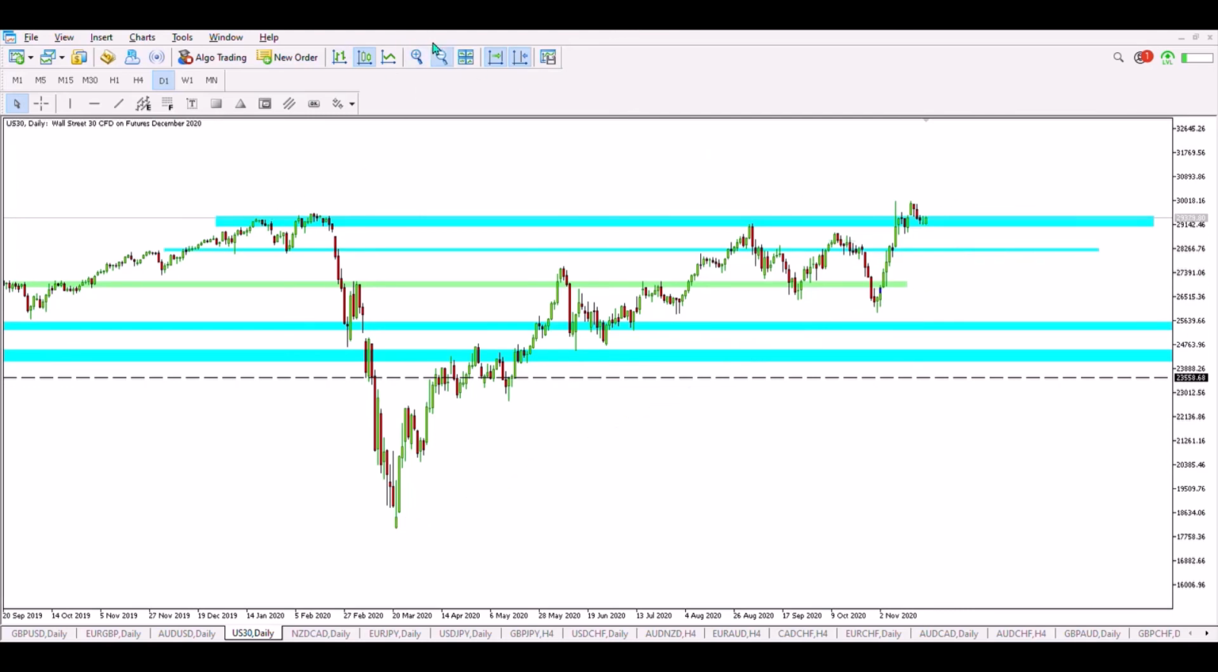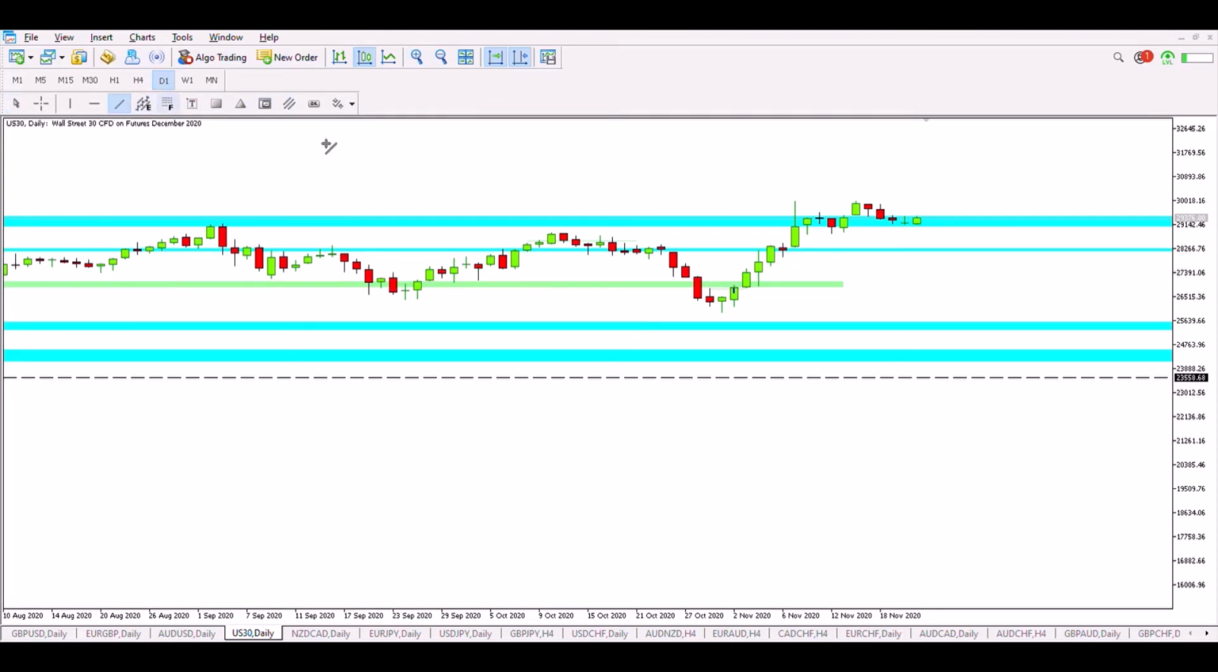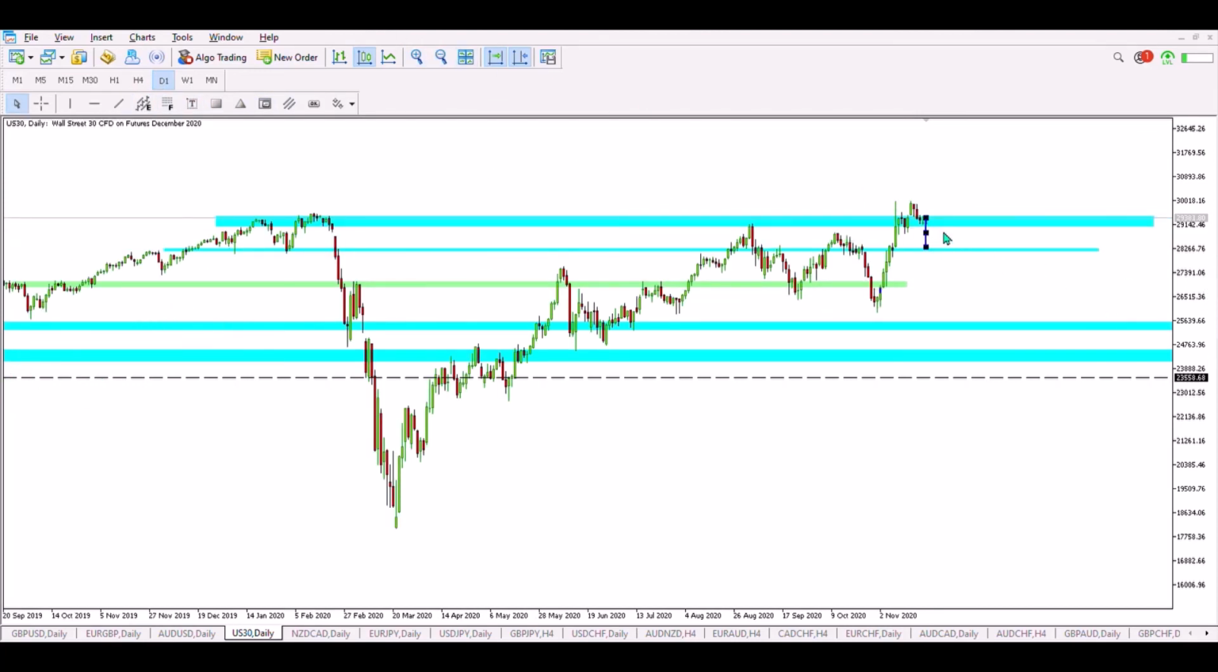But if we respect this resistance and we pull back to the lower support, I expect this pullback to end here, or of course it can go even lower, but I think it will drop to here if we go bearish. If bullish, I'm looking for a new high.